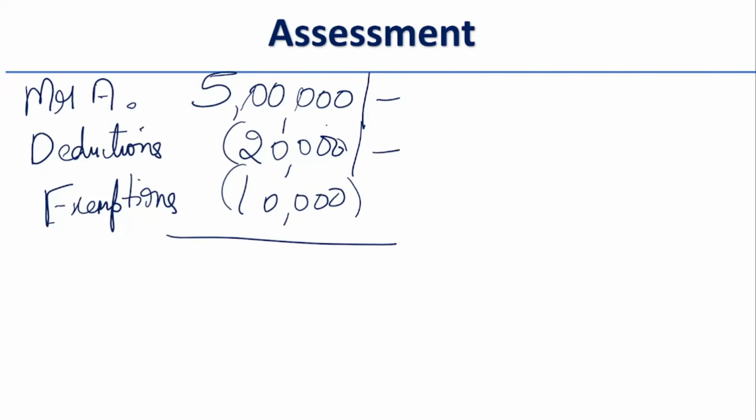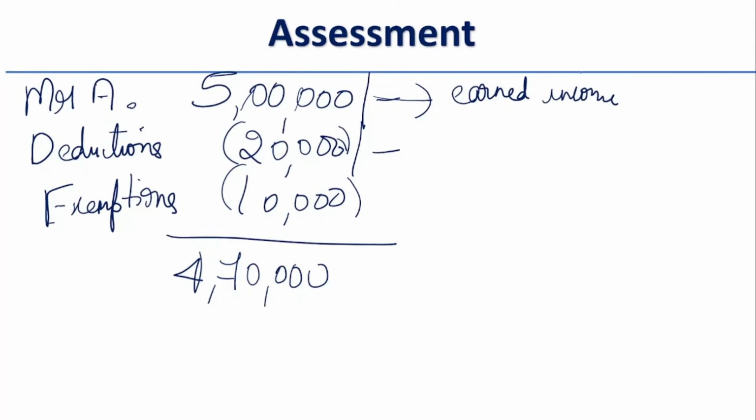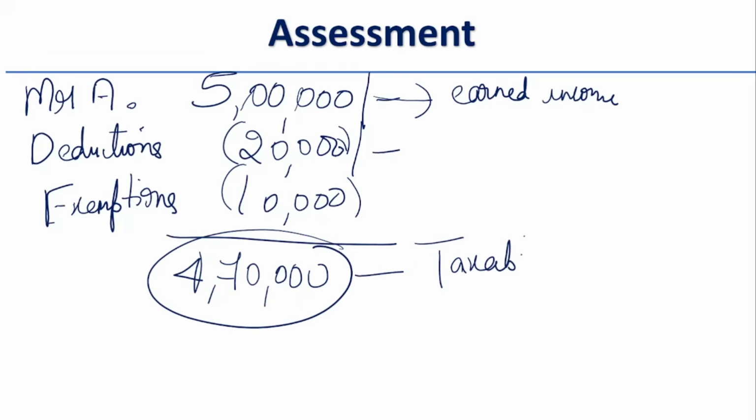Now if you subtract this 20,000 and 10,000 from 5 lakh, I think we will get 4 lakh 70,000. So this is the income earned. He has earned certain income, but 4 lakh 70,000 is taxable income. So we should charge the income tax rate not on 5 lakh rupees but on 4 lakh 70,000. So this is taxable income.